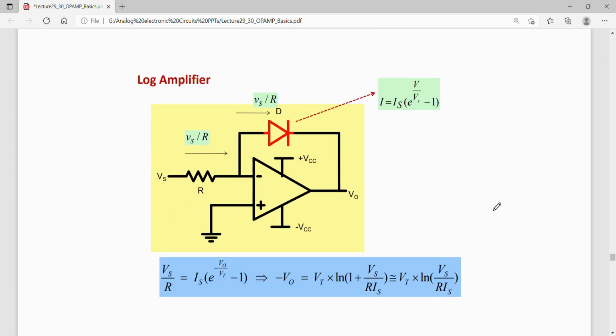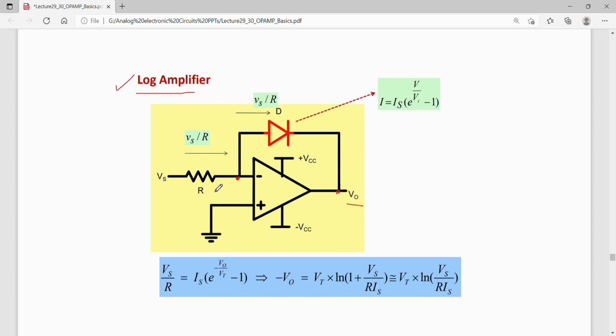This circuit can also be used to create a logarithmic amplifier using an OPAMP. Instead of using a resistor in the feedback loop, if I connect a diode in the feedback loop, this can work as a logarithmic amplifier. That is, the output will be equal to the log of the input. So let us again write KVL for this circuit to find the final output V naught.